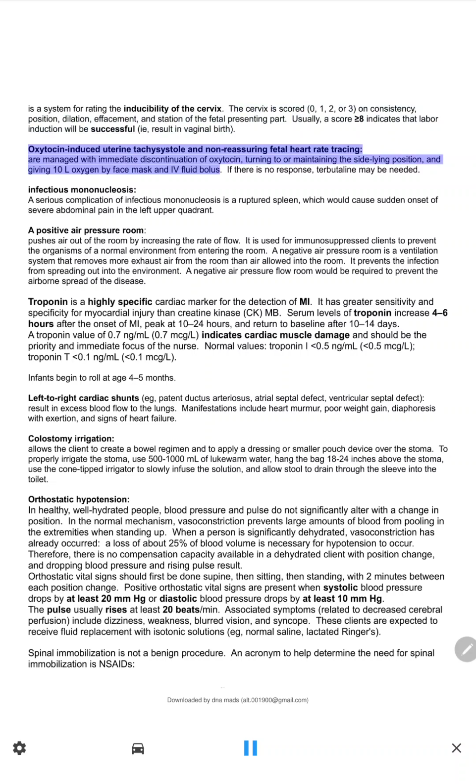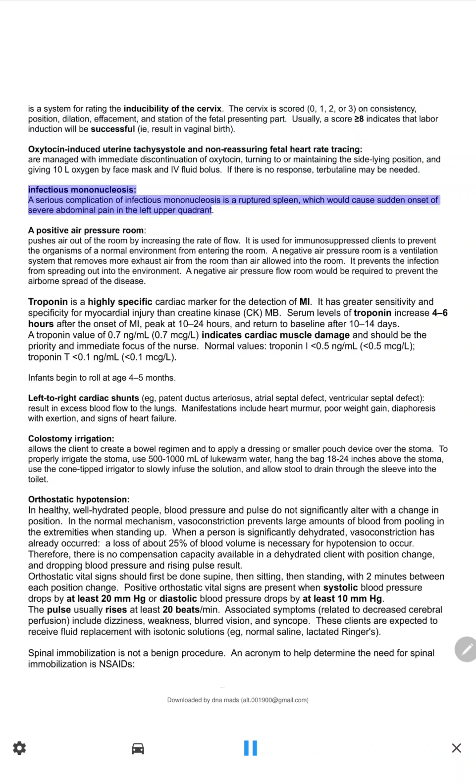Oxytocin-induced uterine tachysystole and non-reassuring fetal heart rate tracing are managed with immediate discontinuation of oxytocin, turning to or maintaining the side-lying position, and giving 10 L oxygen by face mask and IV fluid bolus. If there is no response, terbutaline may be needed.